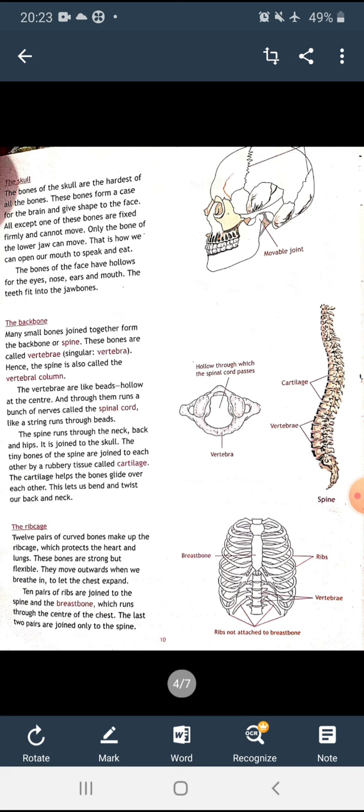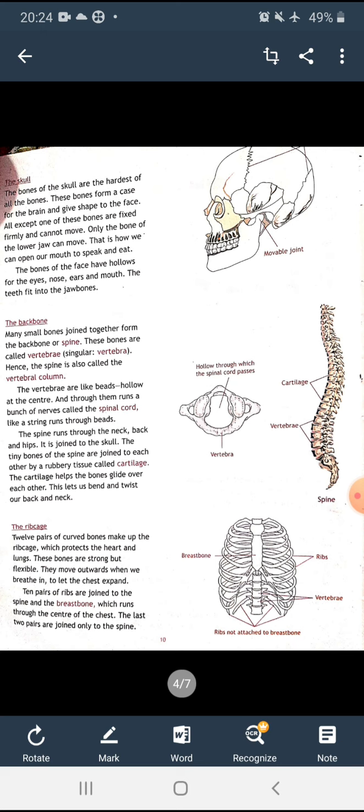And through them runs a bunch of nerves. They are called the spinal cord. A bunch of nerves are present here, and these are called the spinal cord. Like a string runs through the beads. You are seeing in the picture vertebrae, cartilage and spine. It looks like beads with a string running through.